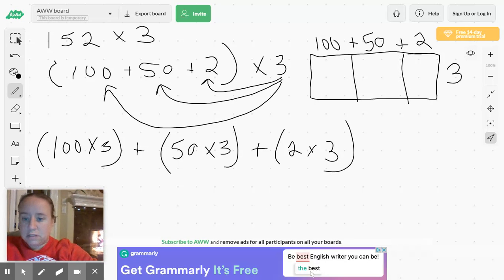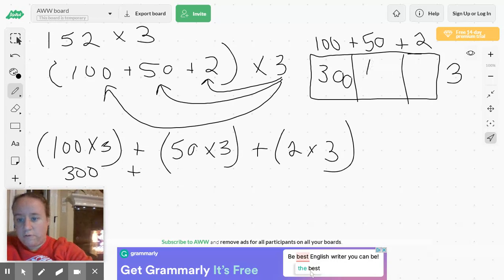So when I'm in this box here, I'm doing 100 times 3, so that's 300. Same thing right here, 100 times 3, which is 300, plus my next box is the 50 times 3, which is 150. Same thing right here, 150, plus in this last box, 2 times 3 is 6. Same thing here, 2 times 3, which is 6.